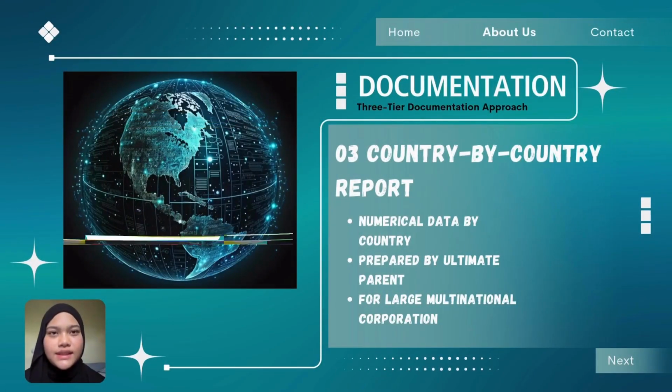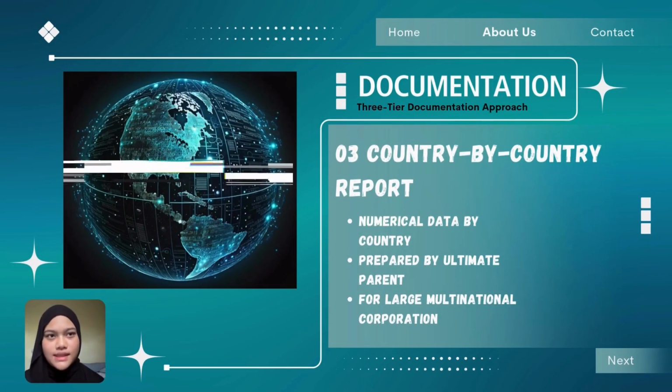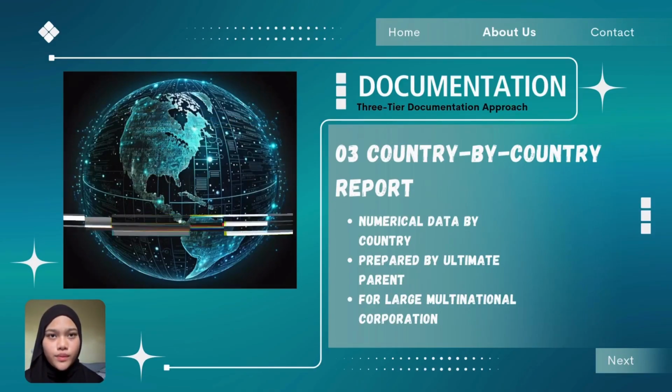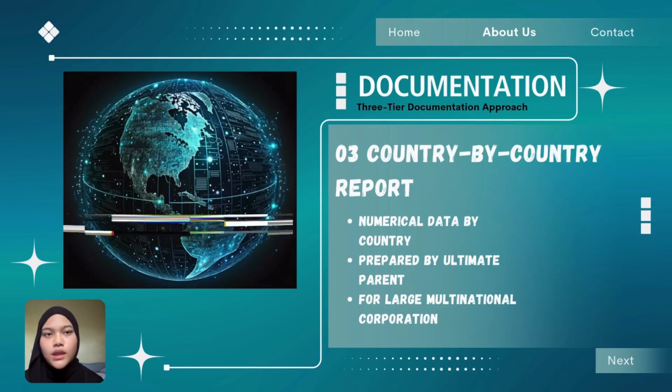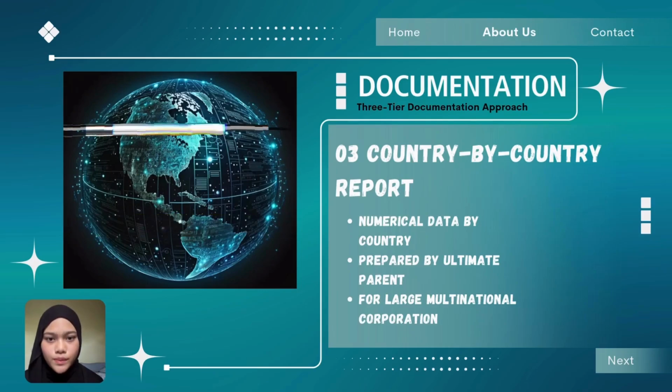The last one is Country by Country Report or CBCR. It presents numerical data for each country where the group operates. It includes revenue, profit, taxes paid, number of employees, and assets. And only large multinational groups are required to prepare CBCR.